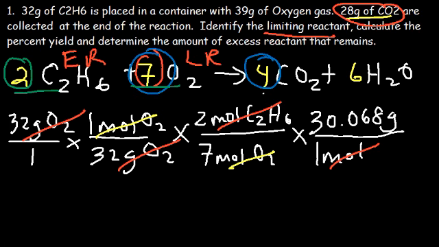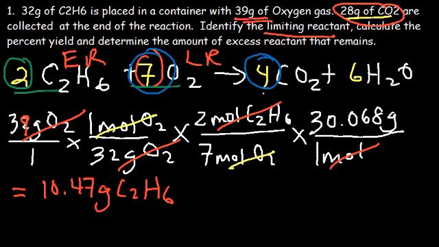So 32, that should be a 39 actually. I don't know why I have 32, but this is a 39 because we have 39 grams of oxygen. So 39 divided by 32, times 2 divided by 7, times 30.068. And so this is equal to 10.47 grams of C2H6. Now you might be wondering, okay, so what does this number even mean?